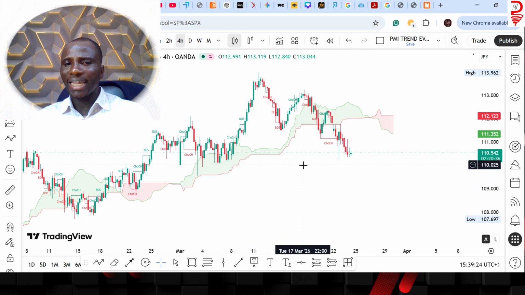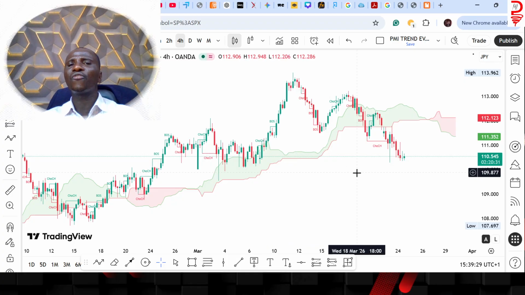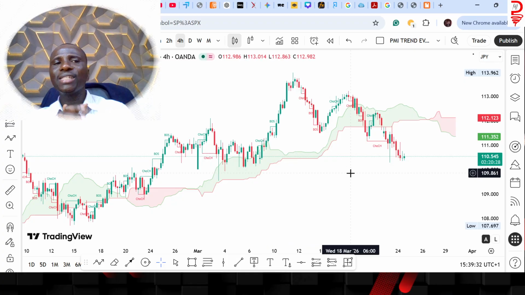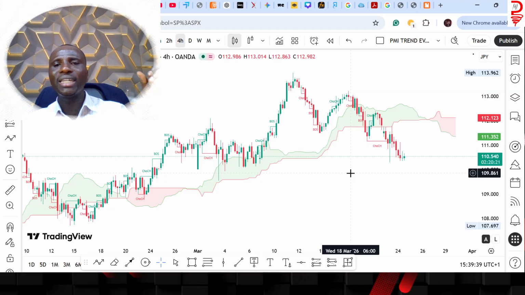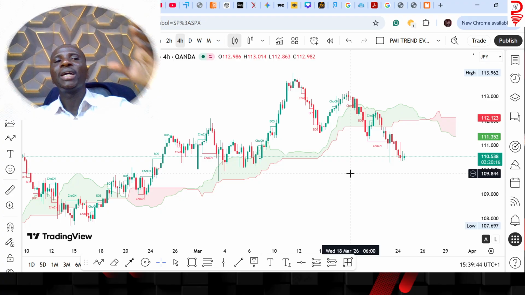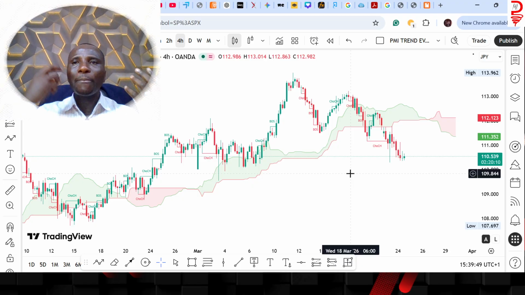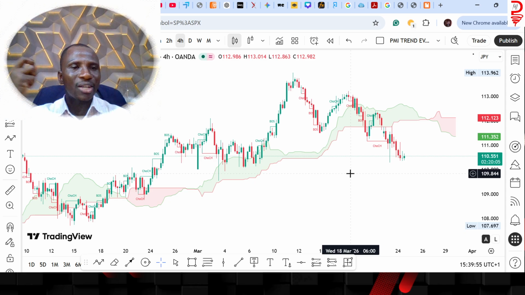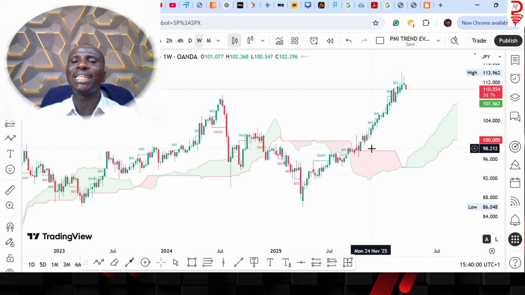AUD JPY is a very sensitive currency pair during risk sentiment in the market. This is because AUD is a high-yield commodity currency, while JPY is a safe haven, low-yield currency. So if there is a risk off in the market, capital will be flowing predominantly away from AUD, and is expected to be flowing predominantly into safe havens, including the Japanese yen. So on AUD JPY, we are expecting a sell-off.